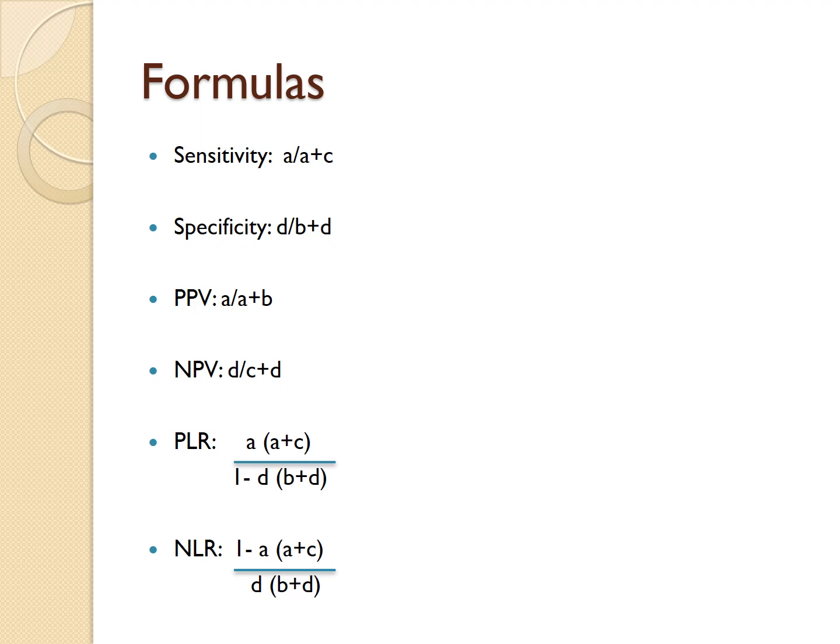I'm sorry, I forgot to put the division mark here in the positive likelihood ratio and the negative likelihood ratio. That's my mistake. Again, positive likelihood ratio is A divided by A plus C, so that's the sensitivity, divided by 1 minus specificity, that's D divided by B plus D. Same thing with the negative likelihood ratio: 1 minus A divided by A plus C, so 1 minus sensitivity, divided by D divided by B plus D. So that's specificity. Okay.